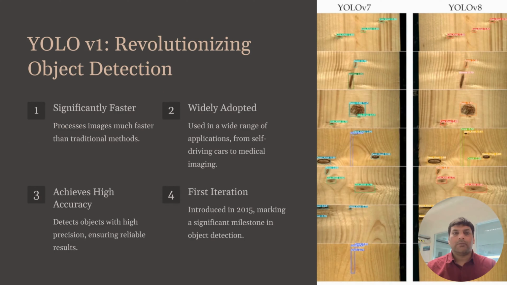YOLO V1 marked a milestone in object detection when it was introduced in 2015. It offers significant improvements over traditional methods, including faster processing, high accuracy, and adaptability for a wide range of applications, from self-driving cars to medical imaging. Here we can see a comparison of YOLO 7 and YOLO 8 in the image, detecting faults on a wooden surface with remarkable accuracy.